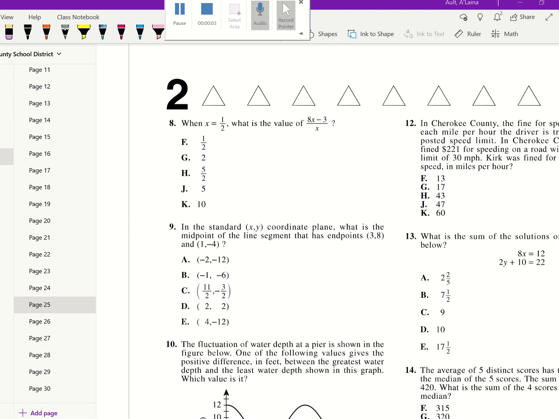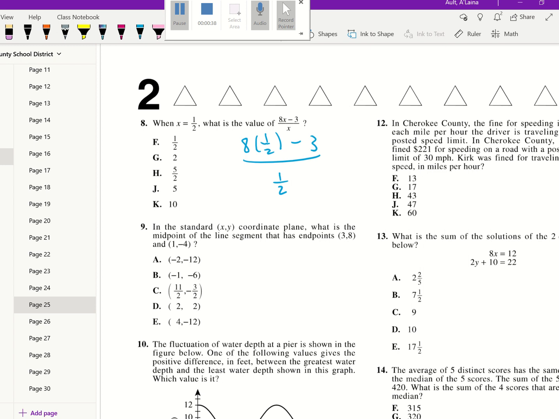All right, so this is the second page for the 2018 math portion sample test. Starting with question number 8, when x is 1/2, what is the value of (8x - 3) divided by x? So we're going to replace x with 1/2. And my recommendation, honestly, is use a calculator at this point because computation will cause problems and it might save you a lot of time if you just use the calculator.